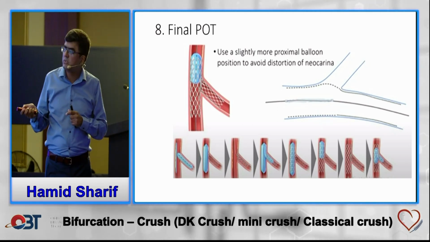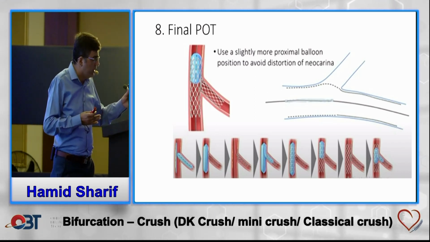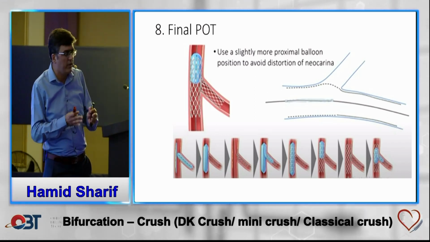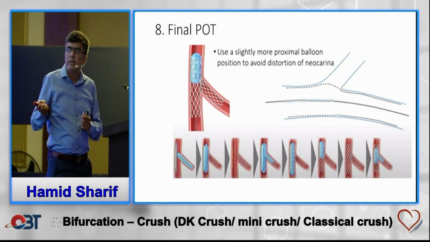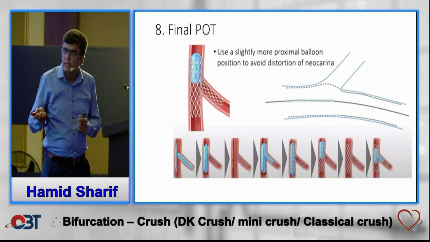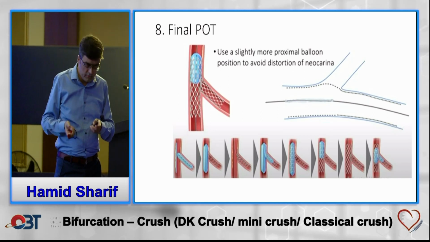So use a slightly more proximal balloon position to avoid the neocarina. This is very important because now you have made the confluence very methodically by doing non-distal recrossing, taking appropriate size balloons, and doing sequential kissing, to make sure that your hard work doesn't go to waste. This positioning is very important, so you should avoid the neocarina over here. Okay?